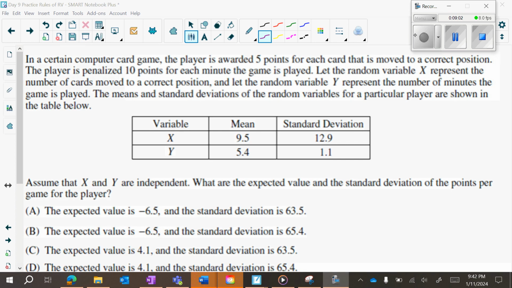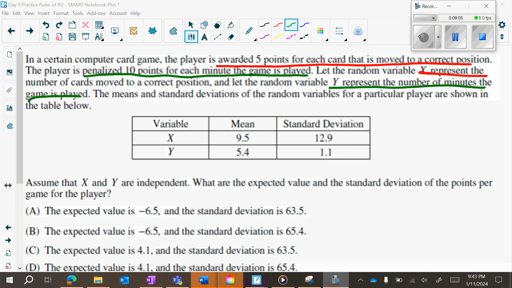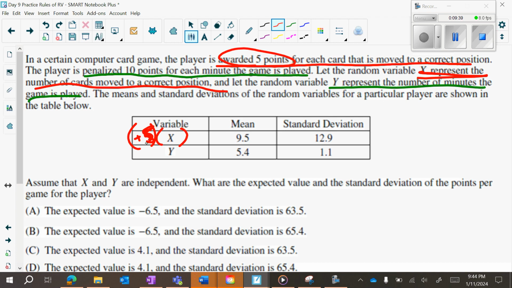All right, here's where it gets a little harder. Read this question to yourself, and then we'll talk. Okay. So let's say you're playing a video game, and you are earning points for doing something correct. In this case, they're letting X represent the number of cards moved to a correct position. That's X, okay? So you earn 5 points for every time you move a card to a correct position. So I'm going to put +5 here, but it's actually going to be multiplied, because let's say I moved 5 cards to the correct position, I would do 5 times 5 to get 25 points, for example, okay? So this is a +5.